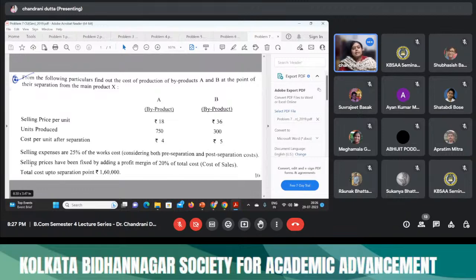What else does it say? Selling prices have been fixed by adding a profit margin, ignore the typo error, margin spelling is wrong, profit margin of 20% of total cost. So the profit is 20% of total cost, which is easy, we can work out the sales value from that. And total cost up to separation point comes to 1,60,000 joint cost.